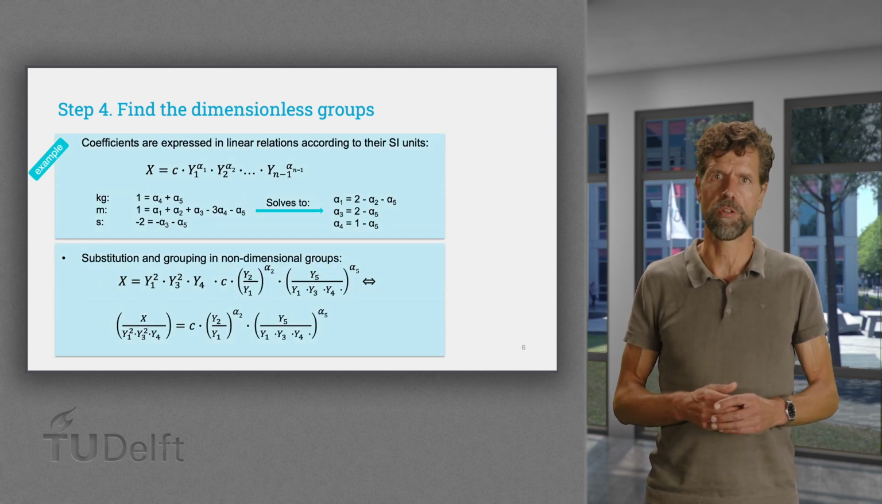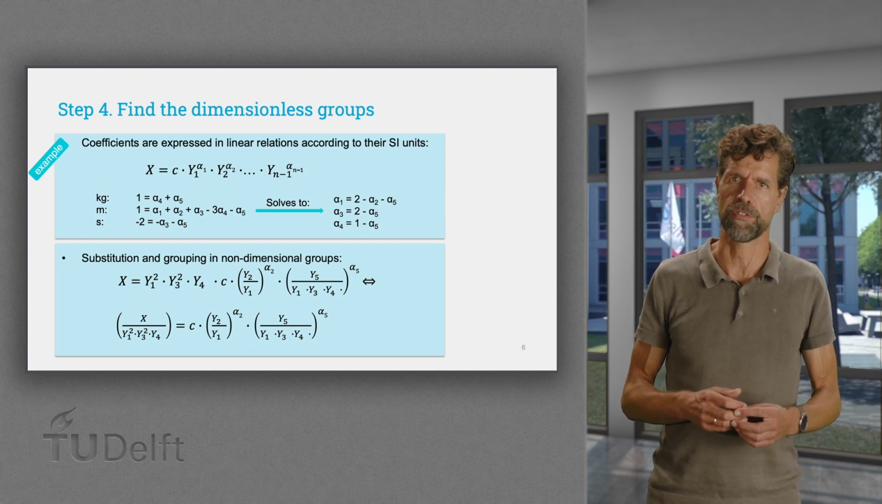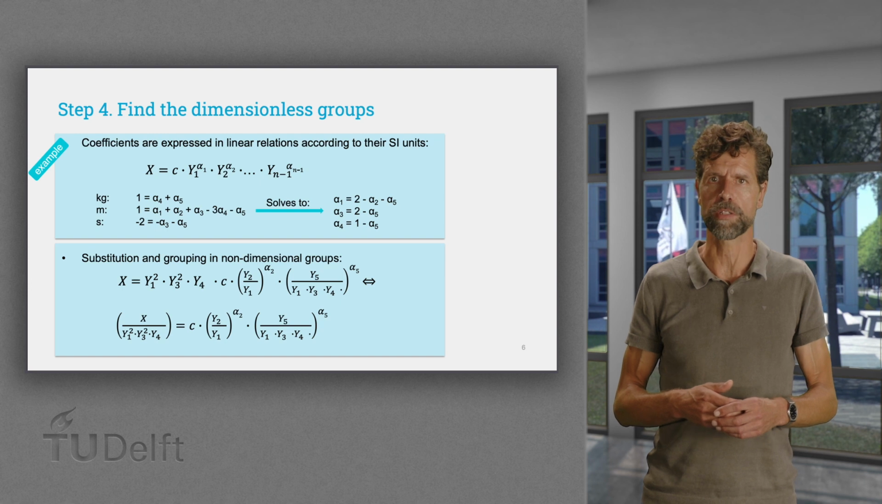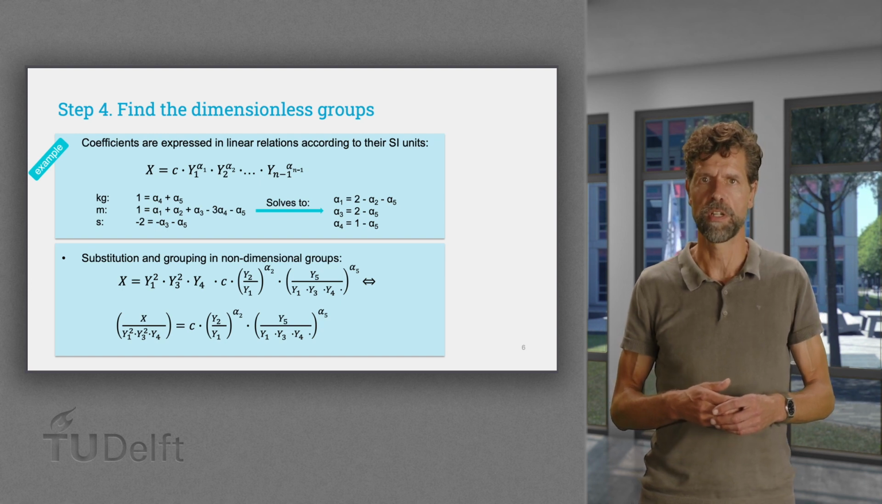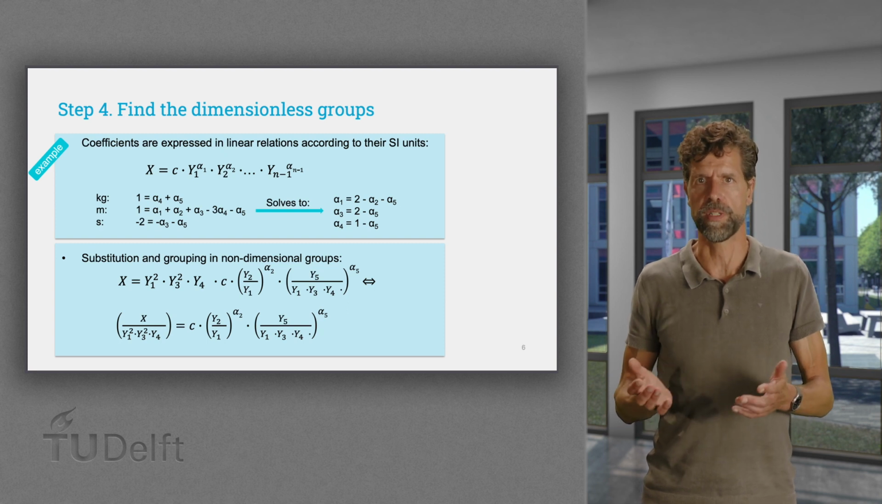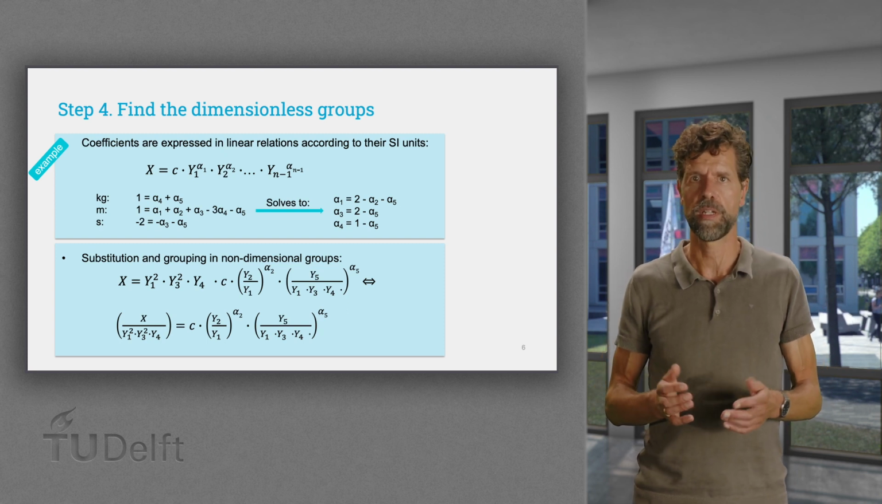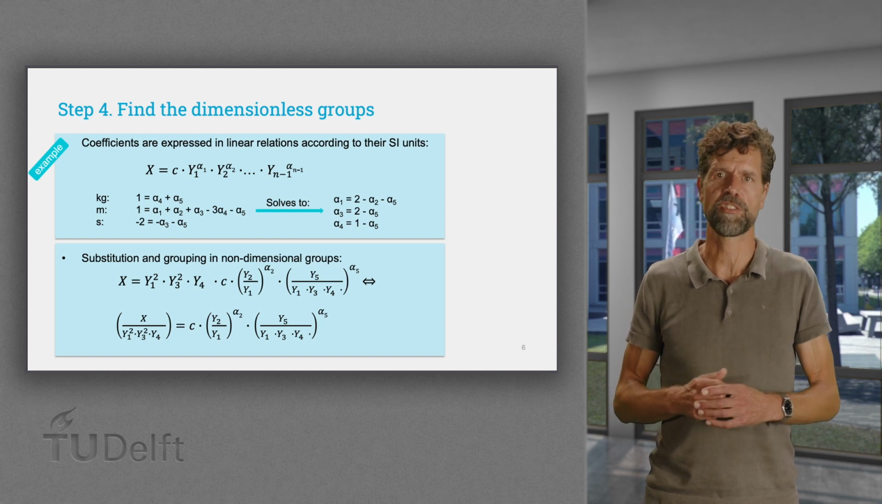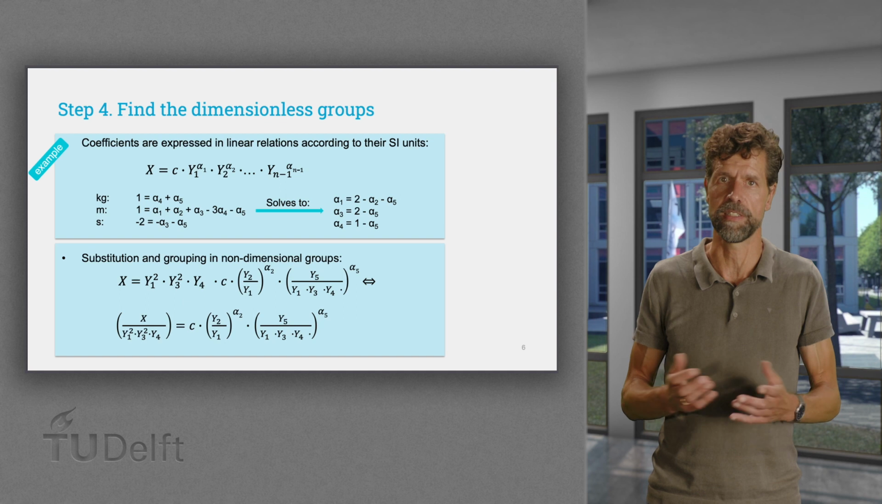When substituting the solutions for the powers in the original expression of step 2, and then rearranging the terms until we obtain only groups with a common power coefficient, we will see that the original expression has been transformed into an expression of n minus m groups in accordance with the Buckingham pi theorem. Moreover, we can check that each of these groups is indeed dimensionless.